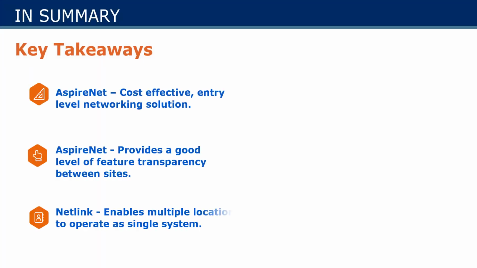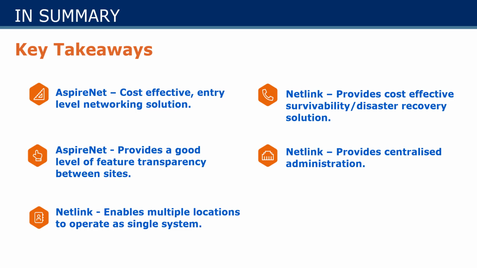So some key takeaways here that I want to go through. You're going to use AspireNet if you've got different NEC telephone systems, 81, 91 and Aspires, hence why it's called AspireNet. If they are different processors, so you could have all 9100s but with CP10s and CP20s, you've got to use AspireNet. It's an entry-level networking solution that has a lot of functionality, will give you BLF, and provides a good level of feature transparency.